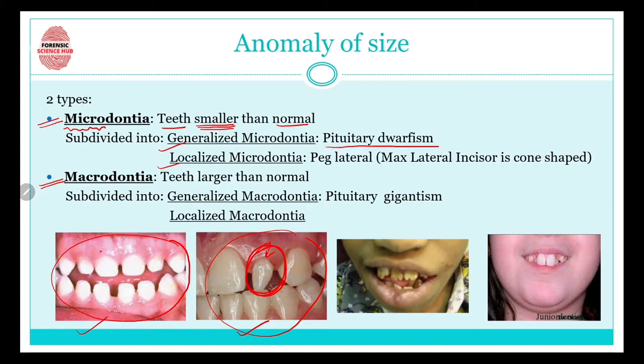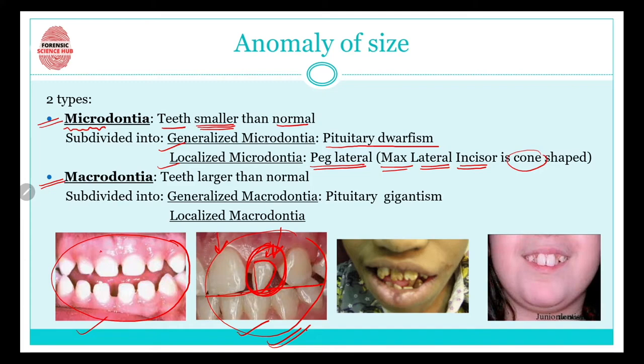An example of localized microdontia is peg lateral teeth, which is basically our maxillary lateral incisor becoming cone shaped. If you look at this picture, this is the central incisor and this is the lateral incisor, and this is the upper jaw, right? So the upper jaw is the maxillary jaw, so the maxillary lateral incisor becomes cone shaped. If you can see, this looks like a cone, right? So this is called peg lateral and it is an example of localized microdontia.